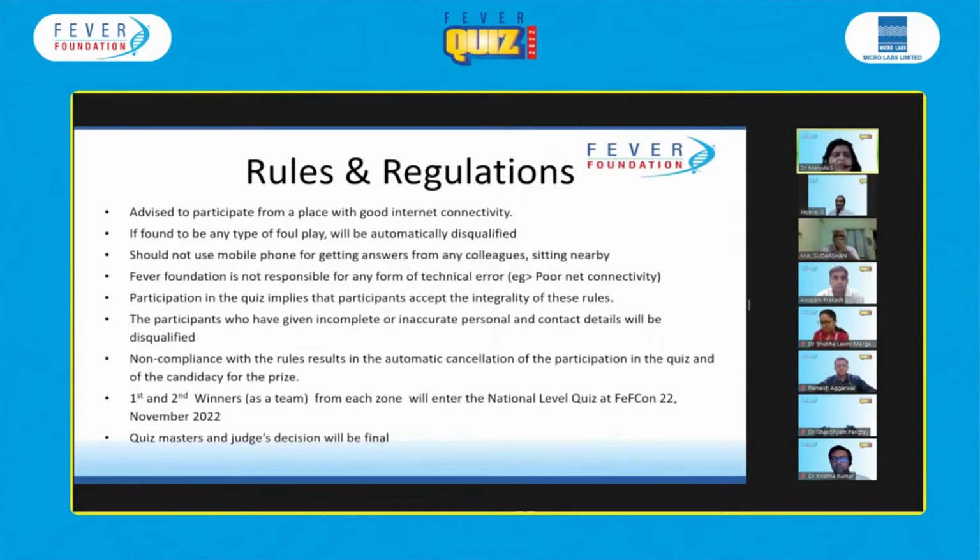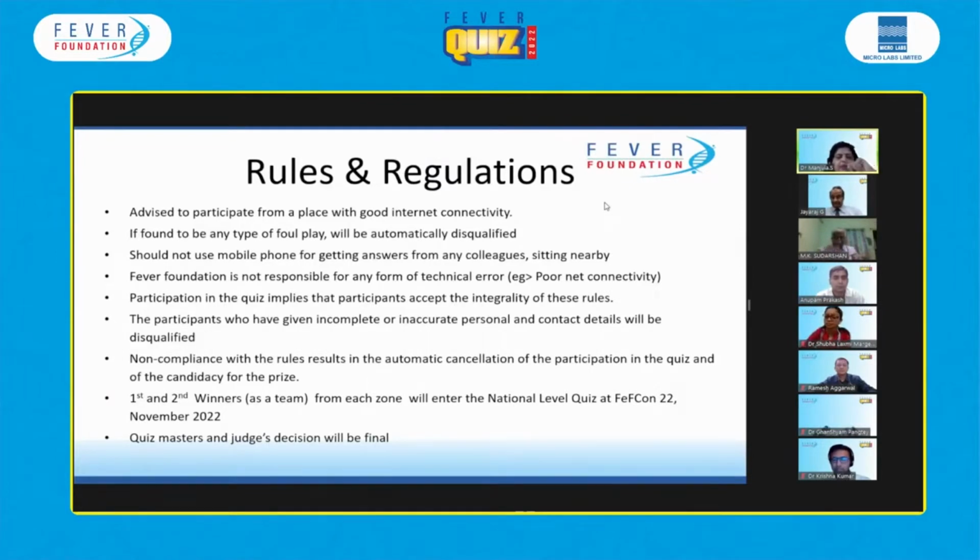It is also advisable to be in a place where there is good internet connectivity because it's an online quiz. And if our team finds any type of foul play, you will be automatically disqualified. You should not use a mobile phone for getting the answers from any of your colleagues sitting nearby. Fever Foundation is not responsible for any form of technical error, such as poor internet connectivity, etc. Participation in the quiz implies that participants accept the integrity of these rules.